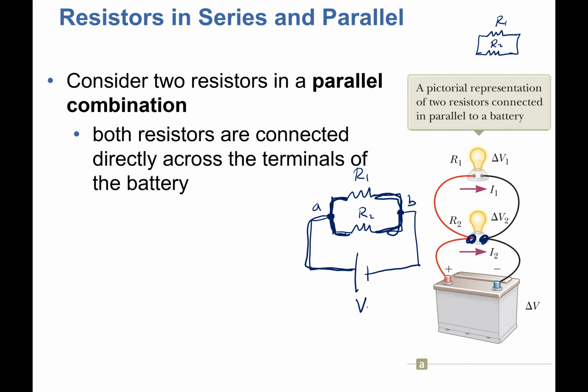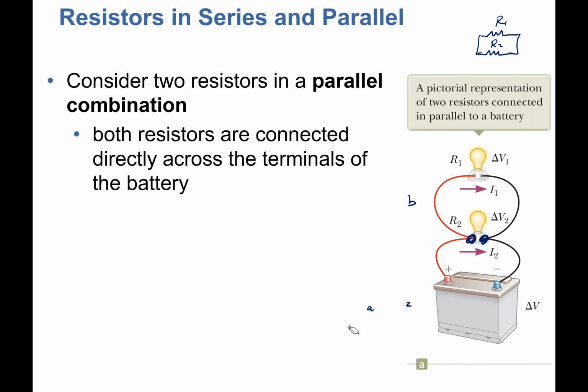Which means that if I have a voltage right here, the battery voltage, which will be VAB, then the voltage across R1 is also VAB, and the voltage across R2 is also VAB. Because R1 is connected to points A and B, R2 is connected to points A and B, and the battery is connected to points A and B. That means both resistors are connected directly across the terminals of the battery.